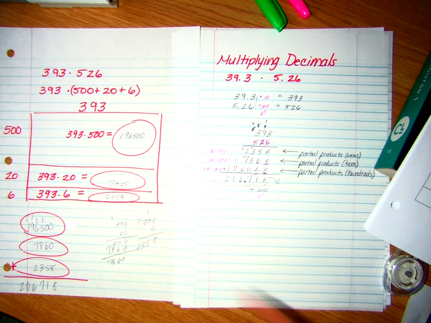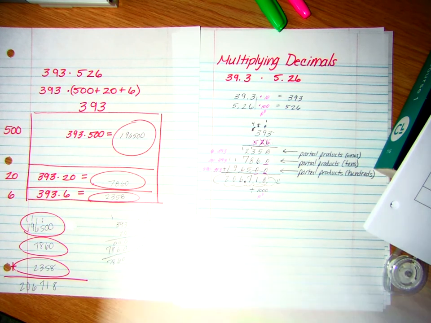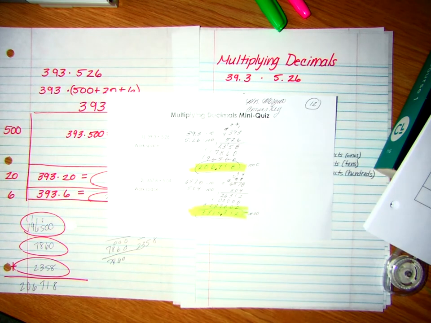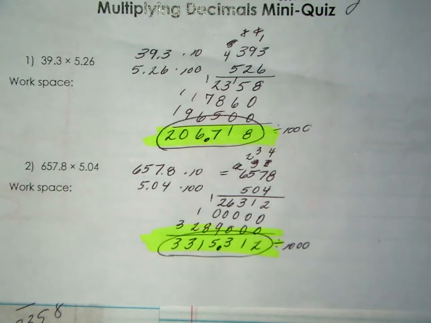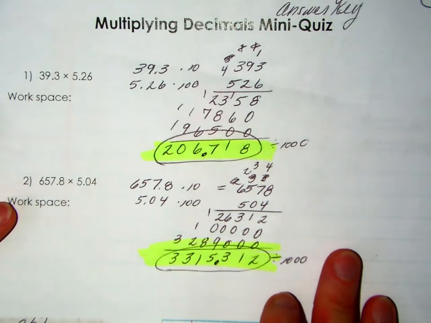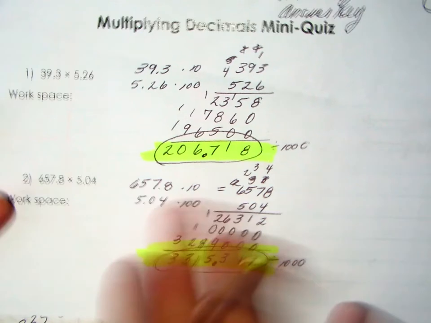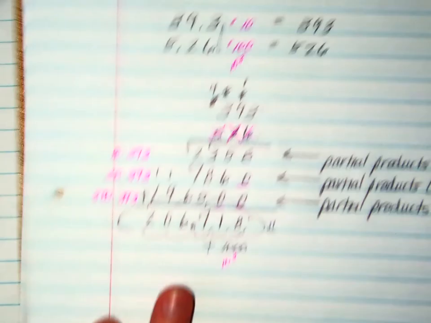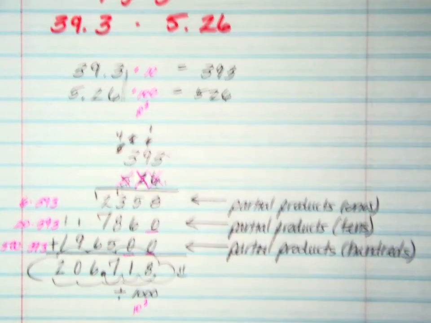This one is directly off a quiz you did. Here was my original answer key, which is not as detail-oriented, but I still had to show all my partial products, but this time I showed you all my partial products and how the decimal point moved.